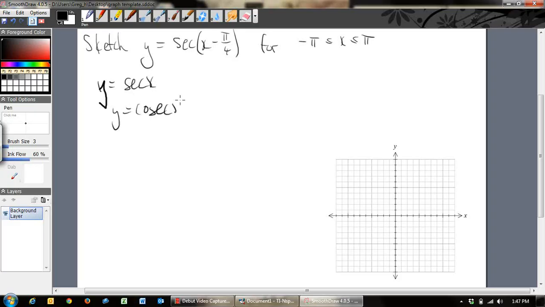y equals cosec x, and y equals, not tan, better write up tan, y equals cot x. What were the asymptotes for sec x? They were pi on 2 plus k pi. Cosec were just k pi, and cot x was k pi.